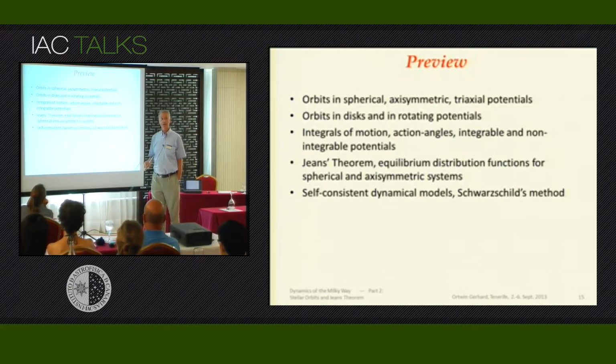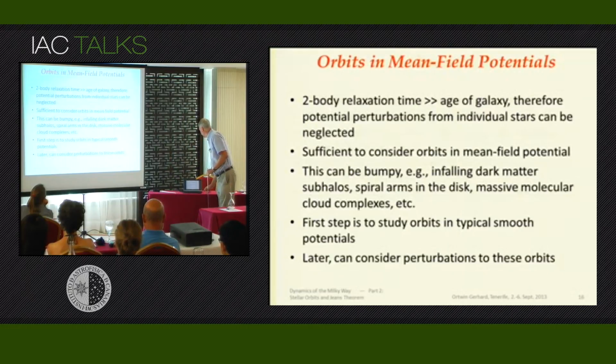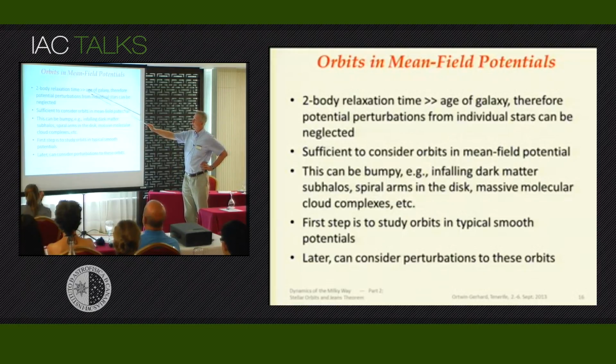And then I want to come to Jeans theorem, one of the principal means of constructing equilibrium distribution functions for spherical and axisymmetric systems. I mean, it's more generally applicable, but that's what it's usually been used for. And then finally, I want to tell you a little bit about how you construct such Jeans equilibria from so-called self-consistent dynamical models, and treat Schwarzschild's method and so on briefly.